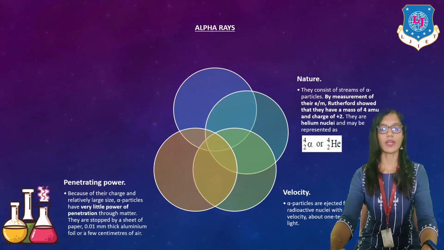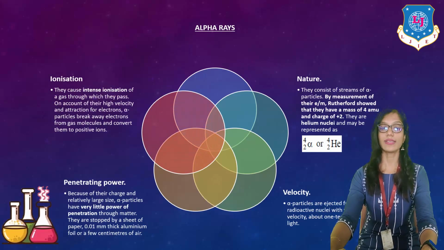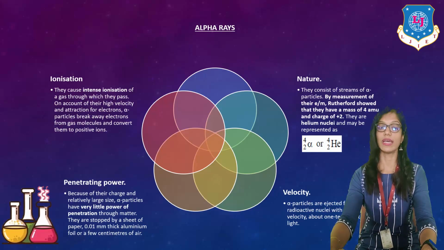Our next one is penetrating power. Because of their charge and relatively large size, alpha particles have very little power of penetration through matter, and they are stopped by a sheet of paper or 0.01 millimeter thick aluminum foil or a few centimeters of air. Last one is ionization. They cause intense ionization of a gas through which they pass, and on account of their high velocity and attraction for electrons, alpha particles break away electrons from gas molecules and convert them into positively charged ions.